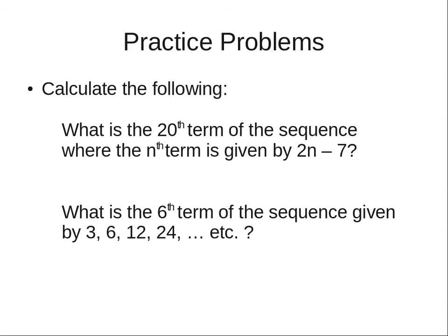Would you please calculate the following? What's the 20th term of the sequence where the nth term of the sequence is given by 2n minus 7? And then what's the 6th term of the sequence which starts out 3, 6, 12, 24 and keeps going after that? All right, so pause the video and try that now, please.